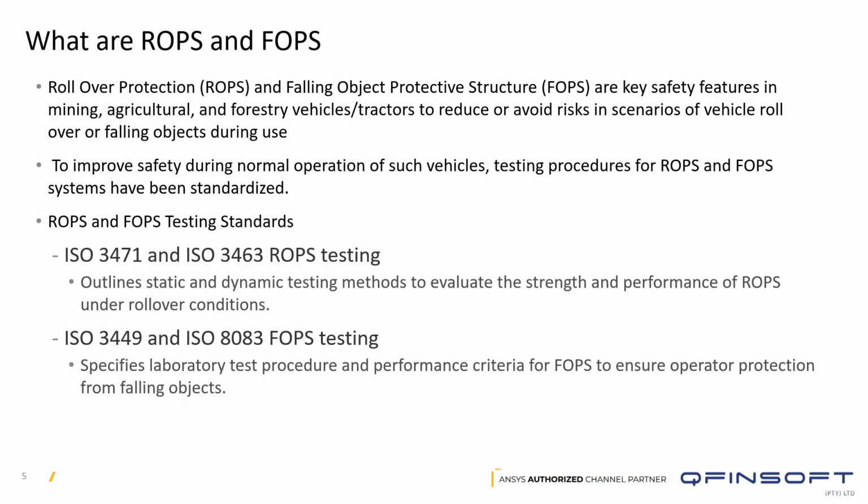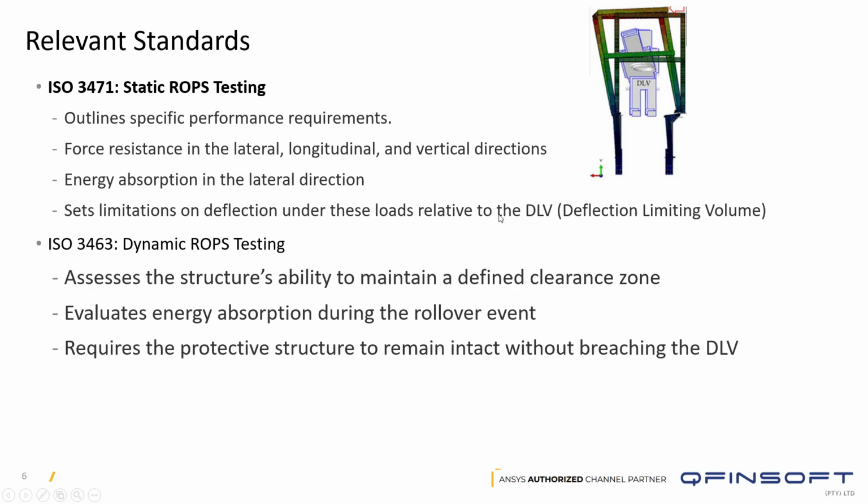And then for FOPS, we have ISO standard 3449. This defines an impact test using a falling object. It sets two levels of protection and limits deformation into the operator's volume. And then we have 8083. It's similar to the previous one, but applies to forestry machinery and includes different object masses, shapes. In mining, we usually align with ISO 3471. That's for the ROPS test, and then 3449 for the falling object test.